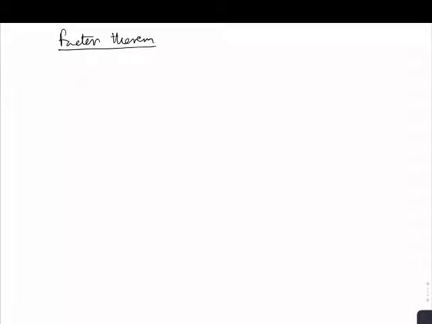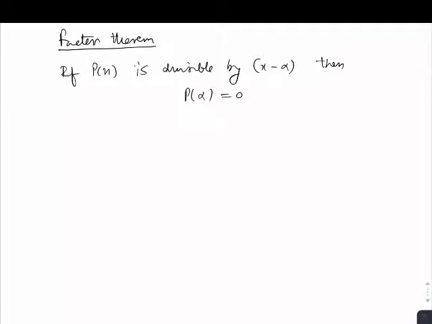Hi students, we'll be seeing now factor theorem. Now what is factor theorem? If a polynomial p of x is divisible by a linear factor x minus alpha, then p of alpha, which is the remainder, is 0.